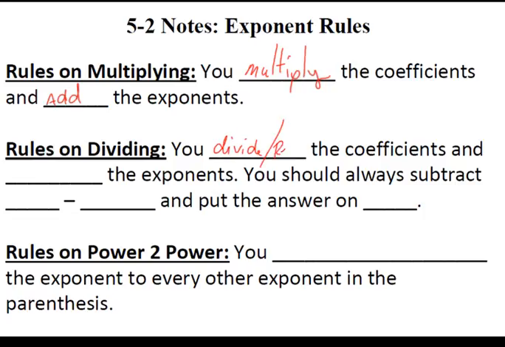or reduce the coefficients and subtract the exponents. You should always subtract our top exponent minus the bottom exponent and put the answer on the top. The rules for a power to power.